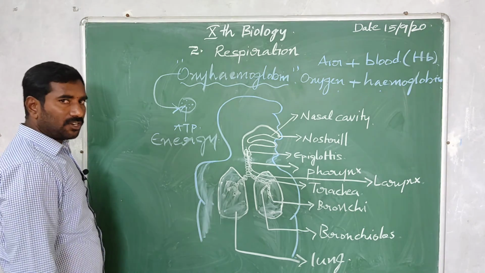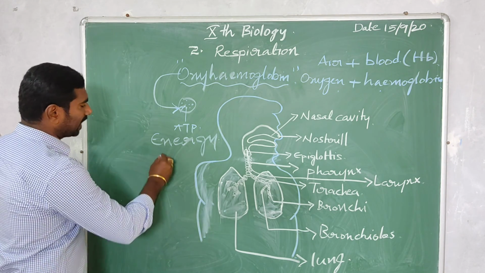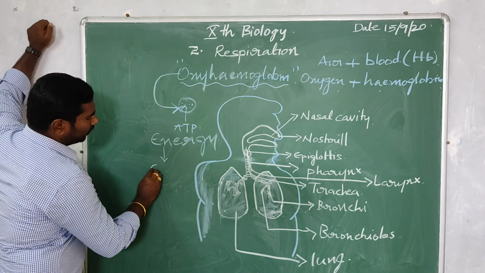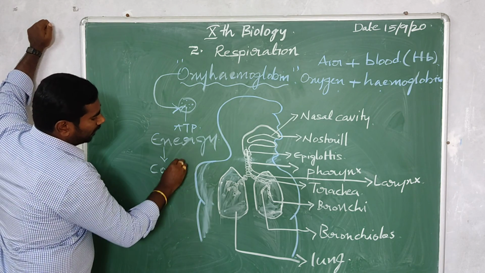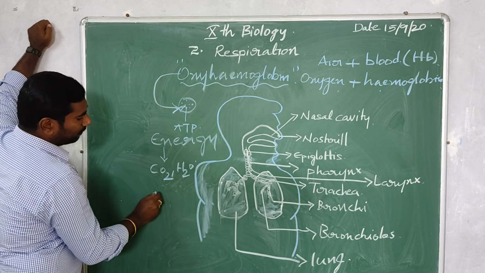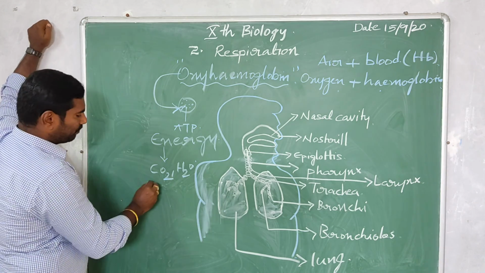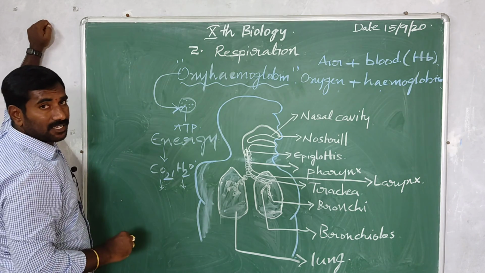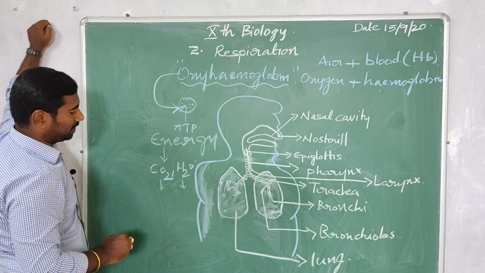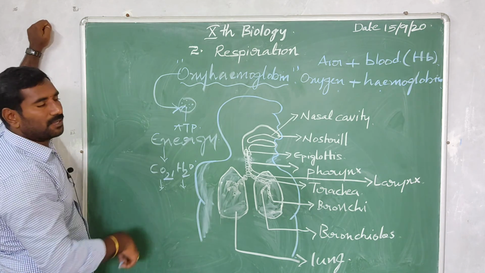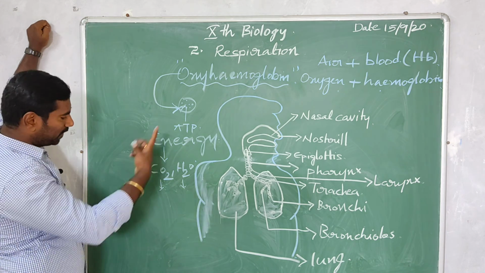Not only energy: when this ATP molecule breaks, CO2 and H2O are also released in this process as waste products, byproducts. This CO2 and H2O, carbon dioxide and water, also come out from the cell as waste products in the process of respiration.